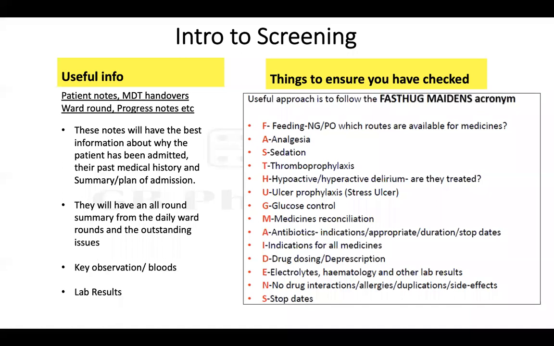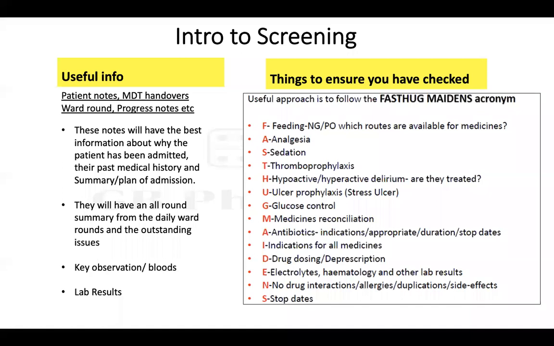The notes could be electronic or they could be at the end of the patient's bed, etc. That will vary from hospital to hospital. Also, a key thing to look at is observations, bloods and lab results. This will drive renal function, and whether they've got any liver issues. It gives you a good background of the patient.